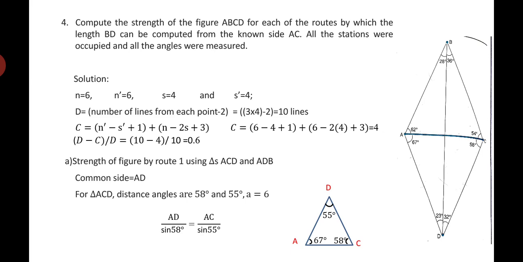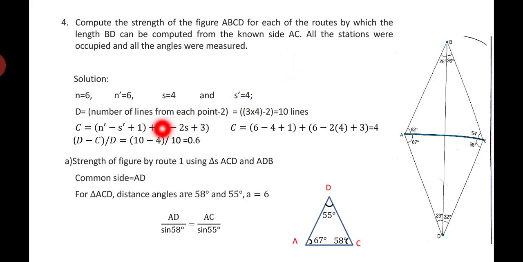Else it will take time. Now here you can see that we compute the strength of A, B, C, D for each of the routes, by which the length BD can be calculated from the known side AC. All stations were occupied and all angles were measured.